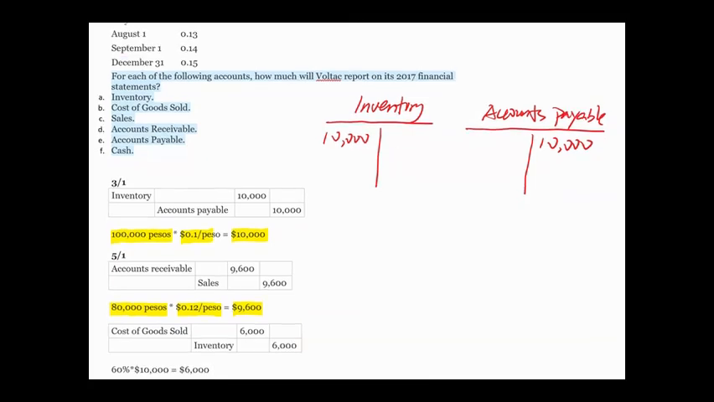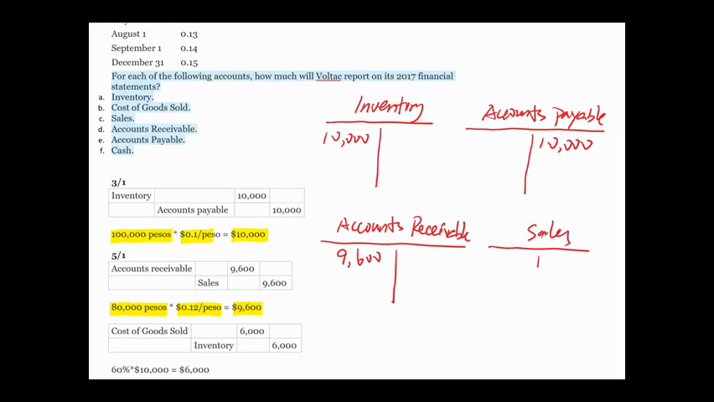Next, let's prepare another 2 T accounts here. Okay, sales. Alright, then let's move on.